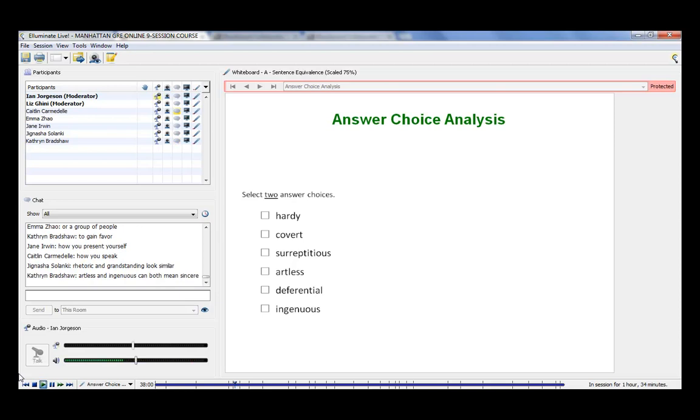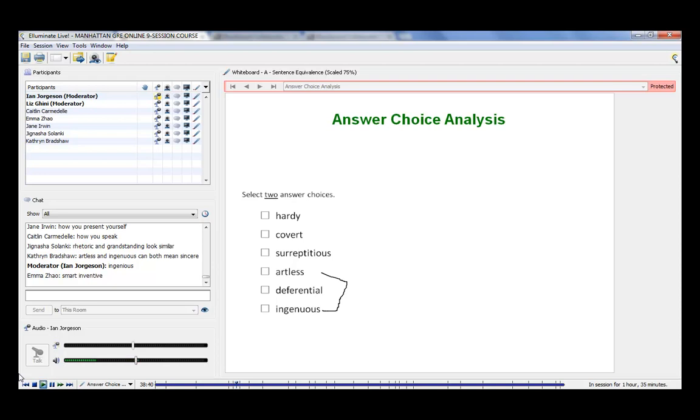So artless and ingenuous can both mean sincere. Sincere, yeah, and oftentimes in a naive way. I want you guys to be very careful with this word ingenuous. Do not mistake it for this word. What did I change there? I changed the U to an I. What does the word ingenious mean? Anybody know? Ingenious. Yeah, smart, inventive. Ingenuous doesn't have anything to do with your intelligence.